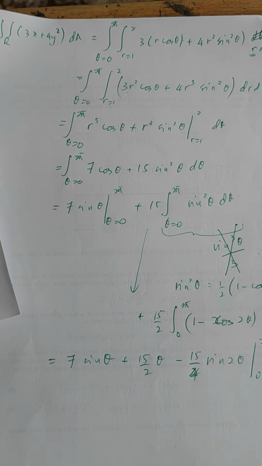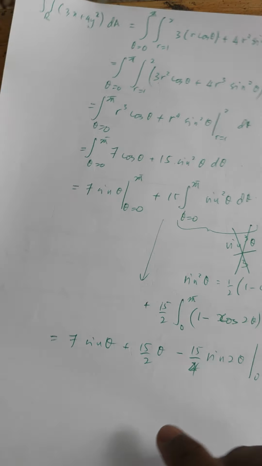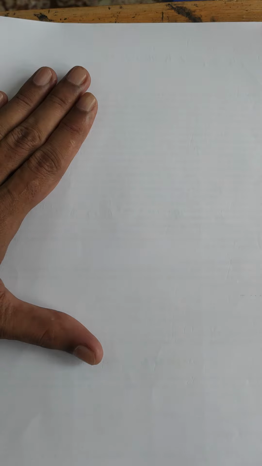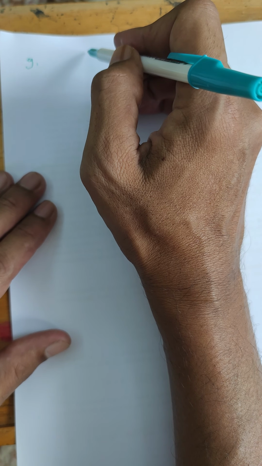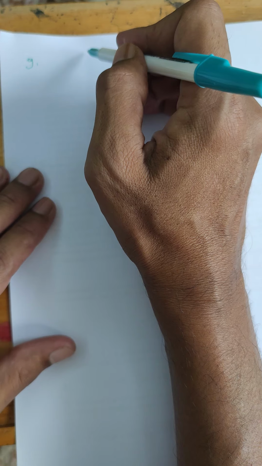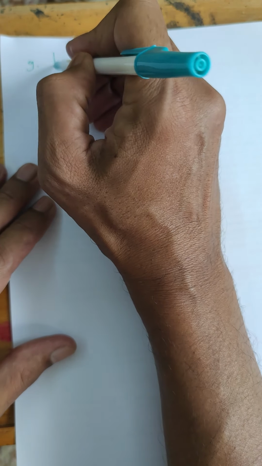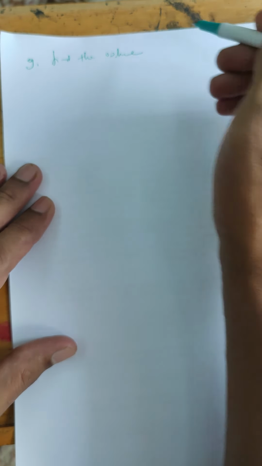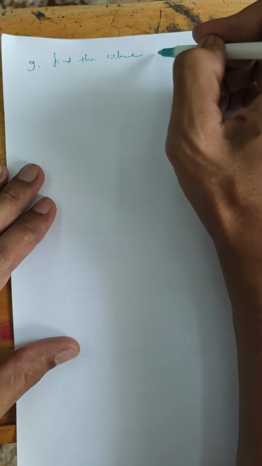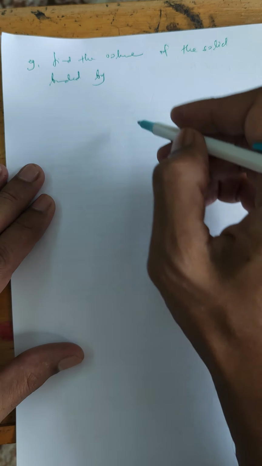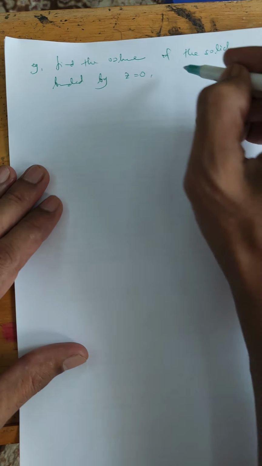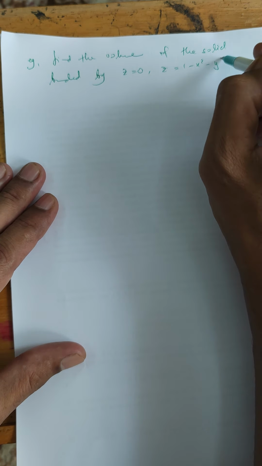Okay, let me give you one more example. Find the volume of a solid bounded by the plane z equal to 0 and the paraboloid z equal to 1 minus x squared minus y squared.